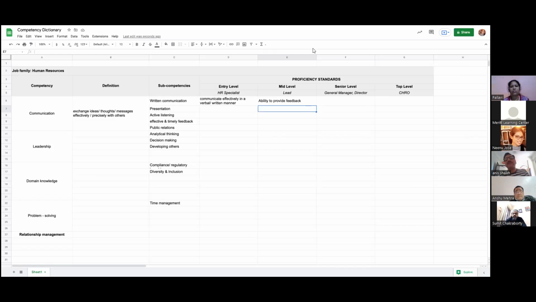Then at the senior level, what we are assuming is the general manager. Right. Yeah. So let us focus on that designation-wise, so it will help us to write easily. Yes.